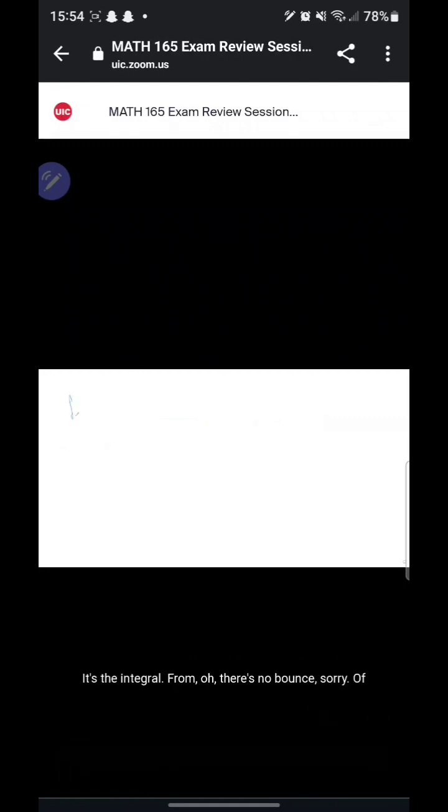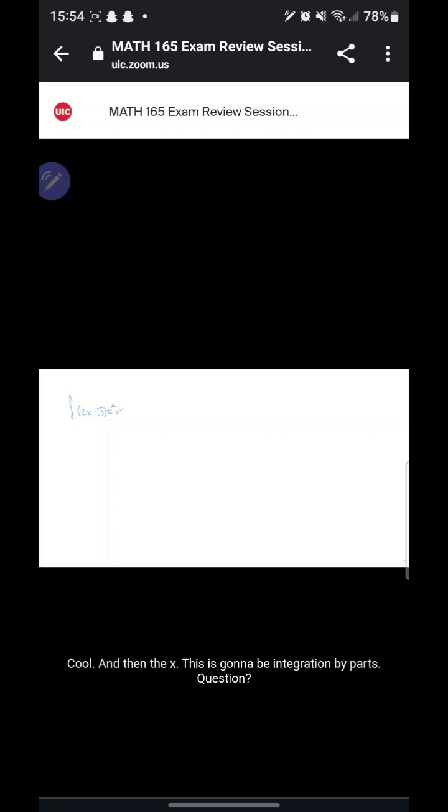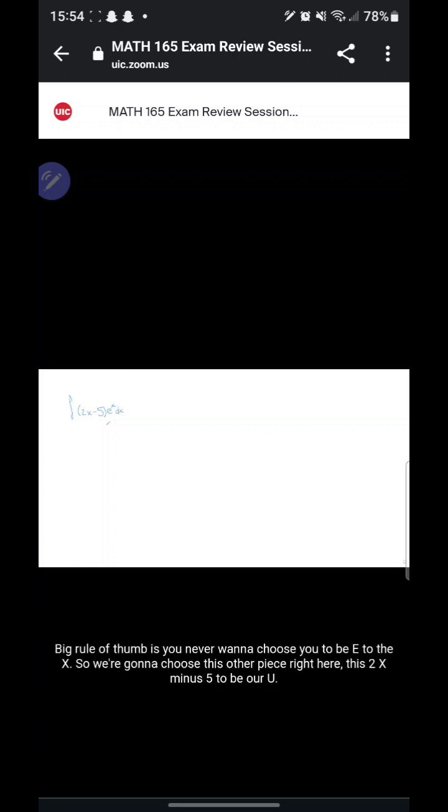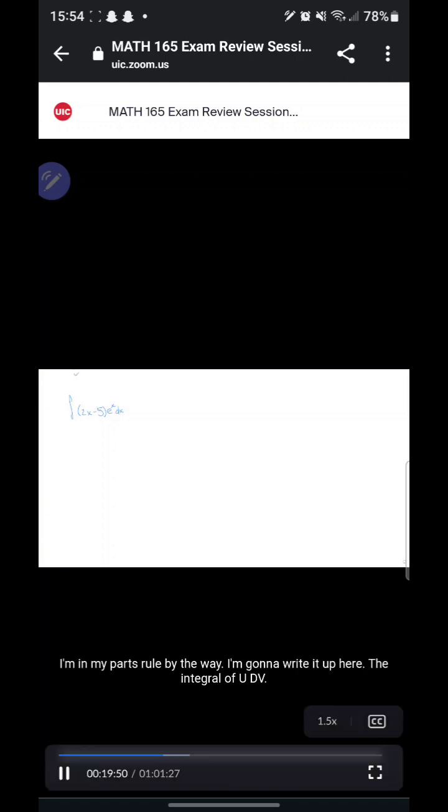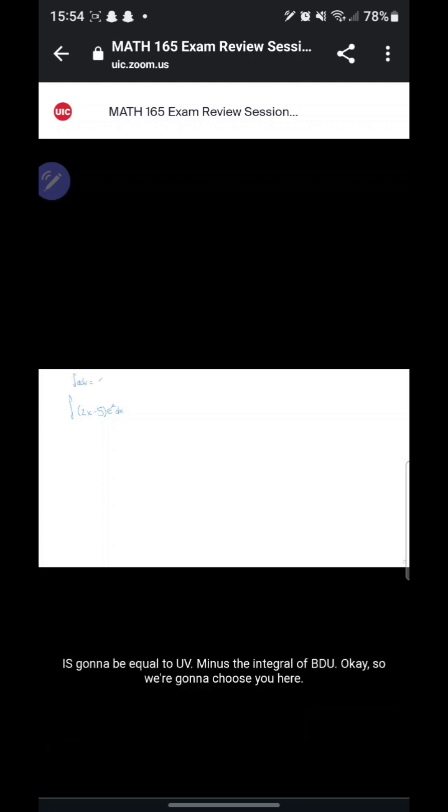It's the integral, there's no bounds, sorry, of 2x minus 5 times e to the x dx. So this is going to be integration by parts. Big rule of thumb is you never want to choose u to be e to the x. So we're going to choose this other piece, 2x minus 5, to be our u. Integration by parts rule, by the way, I'm going to write it up here. The integral of u dv is equal to uv minus the integral of v du.